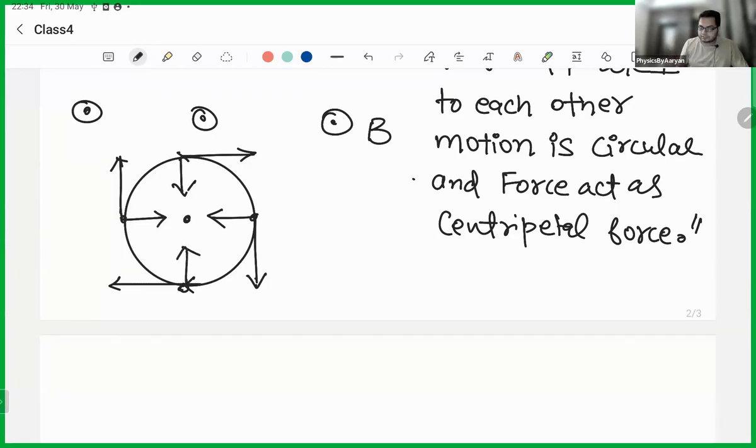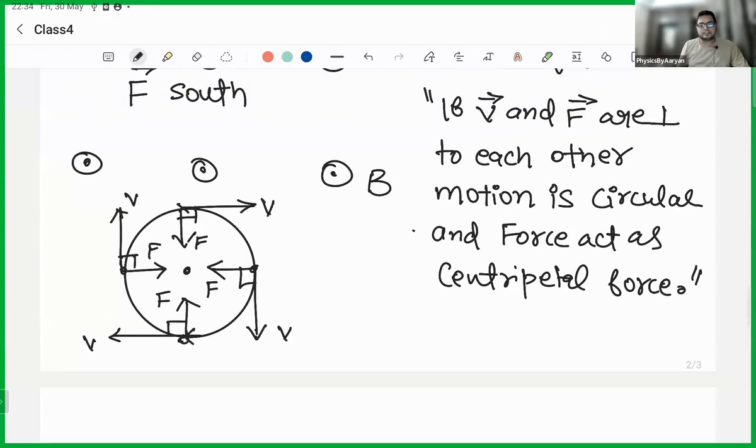At all the locations, you can see the force and velocity are perpendicular. Centripetal force is always acting towards the center, and velocity is acting tangent. So at all the positions, they are perpendicular to each other.